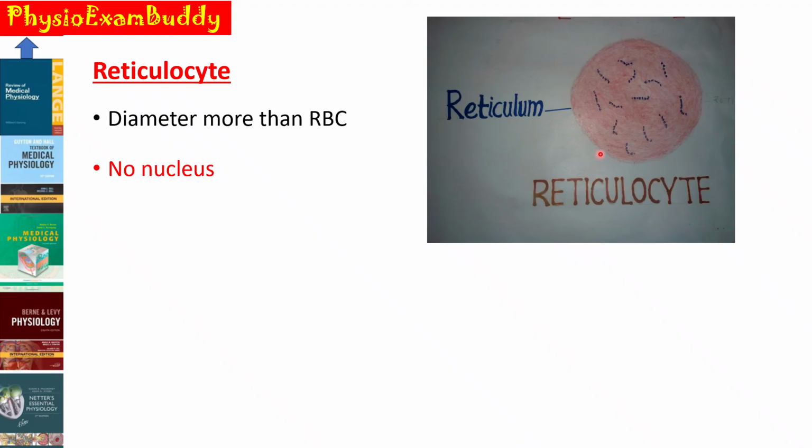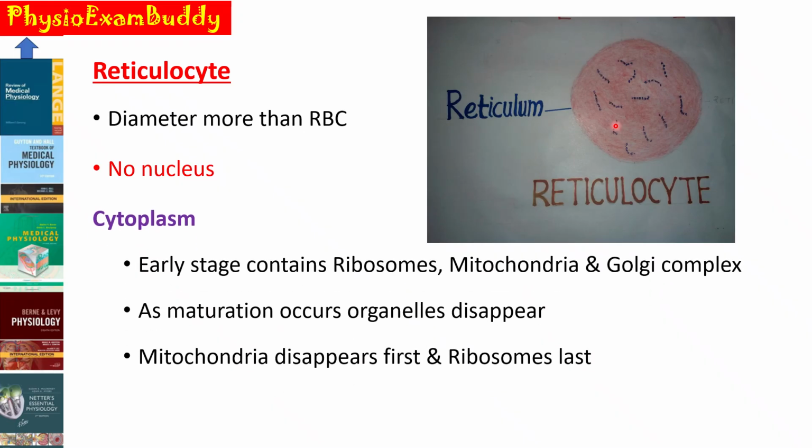So here the diameter is just more than that of the red blood cells. Are you seeing any nucleus here? There is no nucleus because it is already extruded out after the previous stage. And in the cytoplasm, in the early stage, it contains ribosomes, mitochondria, as well as Golgi complex. But as maturation occurs, all these organelles will disappear, and mitochondria is the one which disappears first, and the ribosome is the one which disappears last.